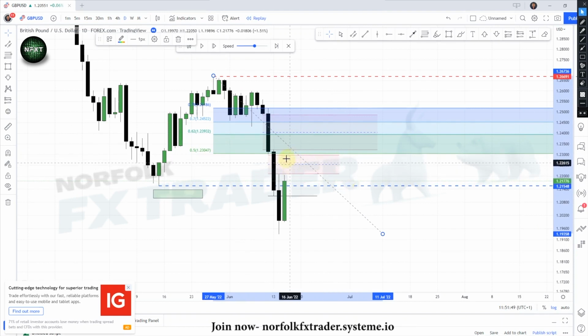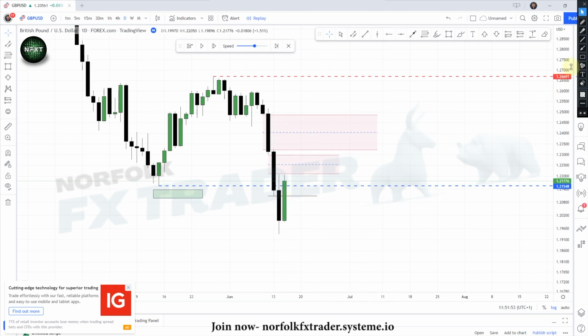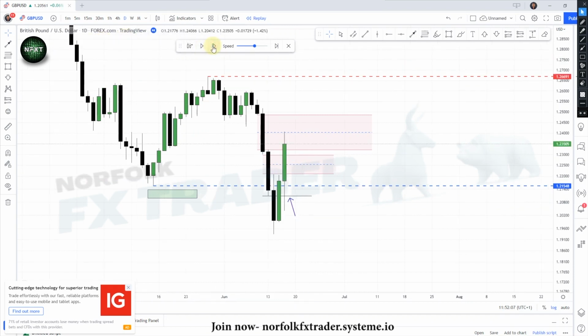So I'm expecting this area of imbalance to be filled. If we were to look for an entry off this level, we know we can easily target this area to be filled. Let's go to the next candle. So go forward one candle, and there you go. Okay, so we see the pullback.